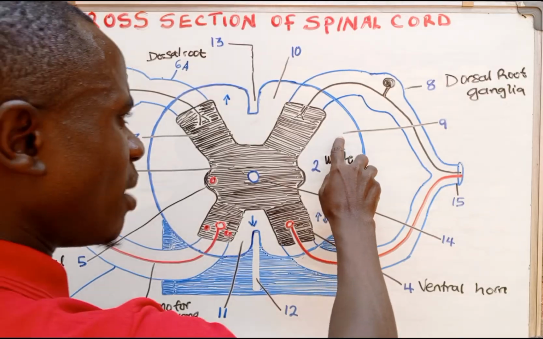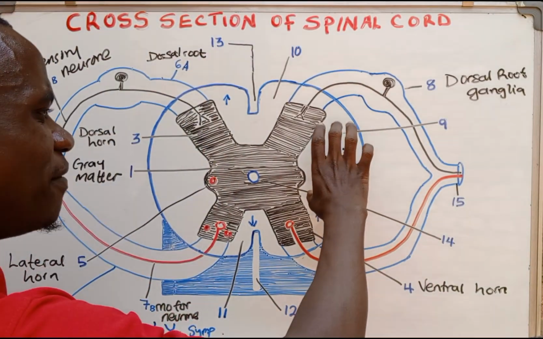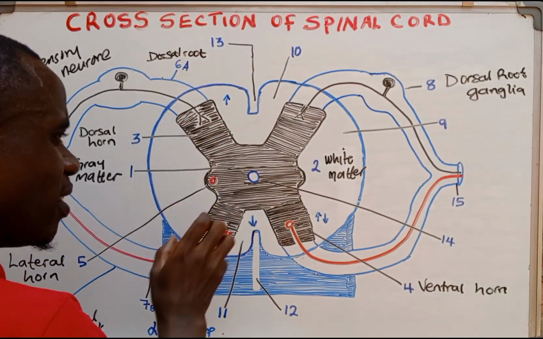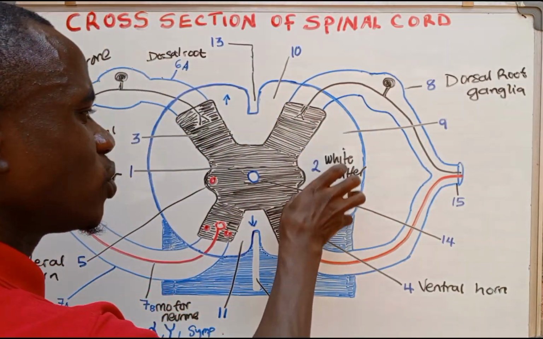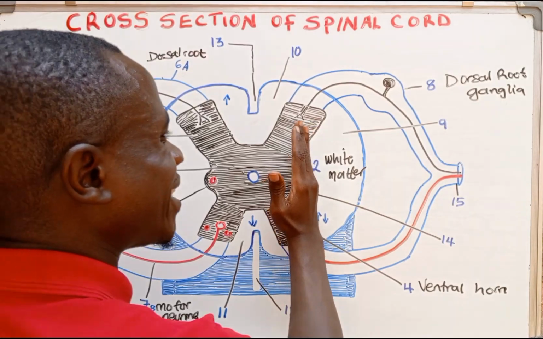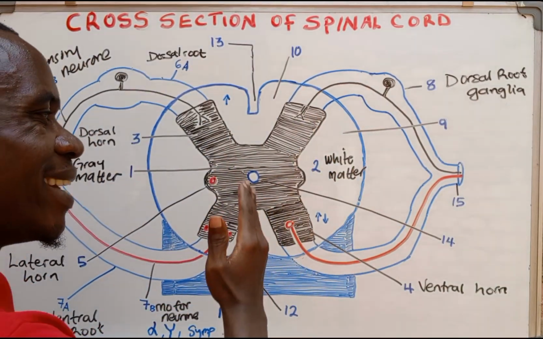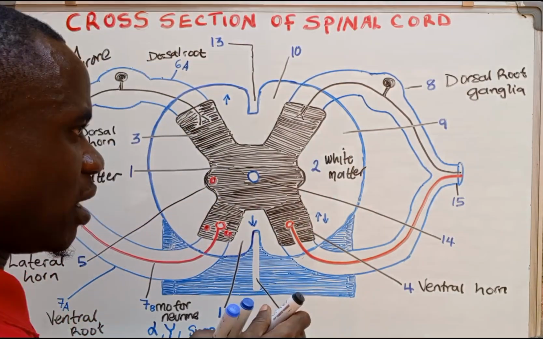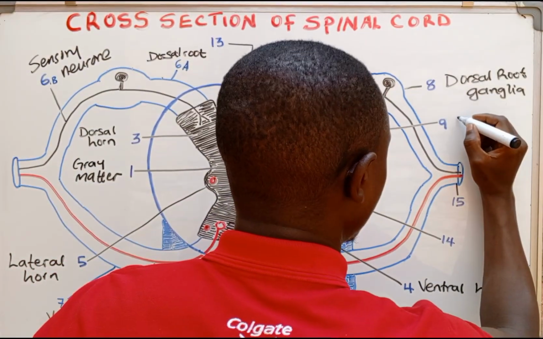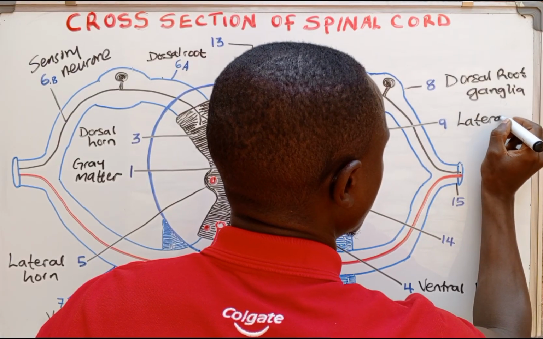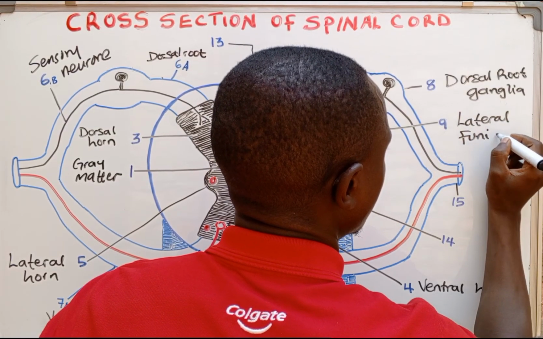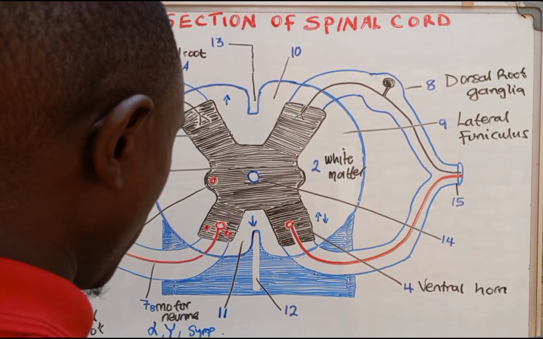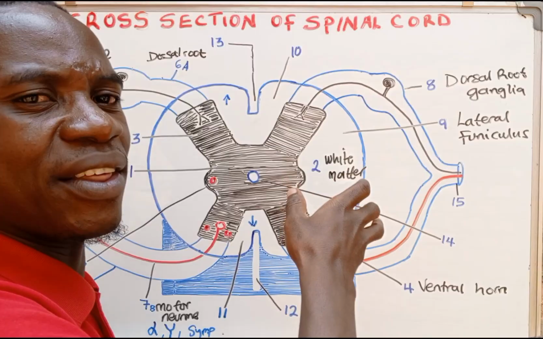Okay, now coming to number 9, you see this number 9, you're going to be having a lot of the white columns on this side, this side, this side, and this side. So now how do we call the white columns which are going to be on this side? The fact that it's going to be at the lateral, we may even call it the lateral white columns, but we have another beautiful name for this. You may even call it the lateral funiculus. Okay, the lateral funiculus. And this lateral funiculus is going to be housing a lot of what we call the tracts.